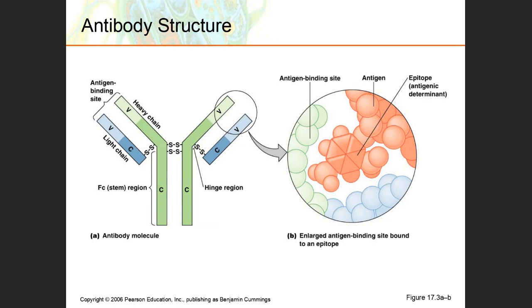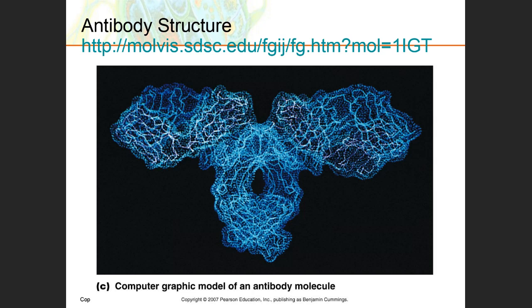So in order to recognize any given antigen, you need one type of antibody that can match that type of antigen. So the variable region is different from antibody to antibody. But the constant region is a common backbone structure for all the antibodies. A little bit more realistic model is a computer-generated image here. And again, it's a Y-shaped molecule with the antigen binding sites on it.